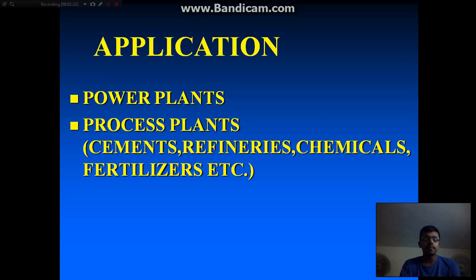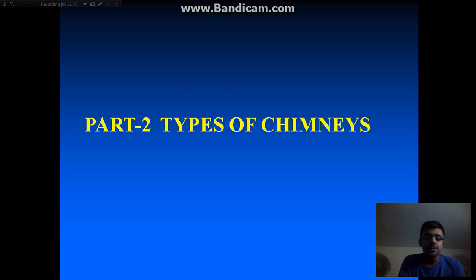Now talking about the applications of the steel chimneys, firstly we all know that it is used for power plants. Secondly, we see the steel chimneys in the processing plants as well, like in cement processing units, refineries of oils, chemicals, fertilizers, etc. So it's very essential, based on the structural scenario, that we look at our steel chimneys and what are the types of chimneys which we see all around us.